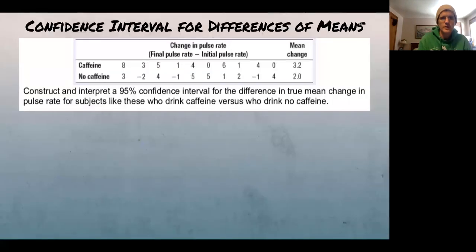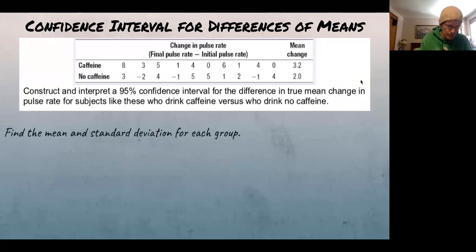Okay, so as you are finishing putting your data in, what we want to do is find the mean and the standard deviation of each group. I'm going to separate these into two: I've got group 1 and group 2. The sample size of each is 10.